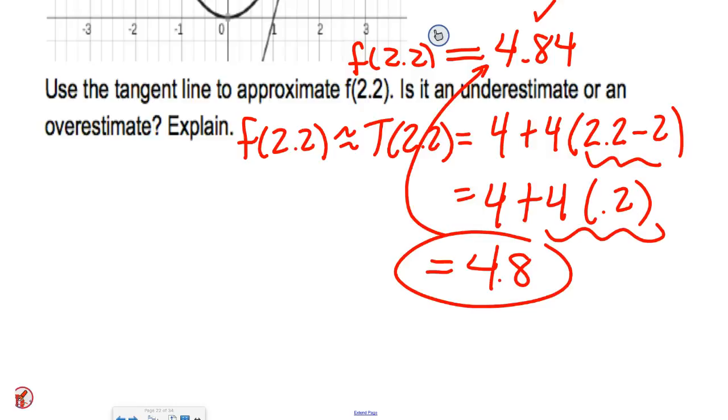Why was it such a good approximation? I stay really close to the point. Exactly. The farther away I get, the bigger gap there is graphically, and the bigger distance there'll be between my actual value and my approximation. So again, it seems silly, but historically it's huge.